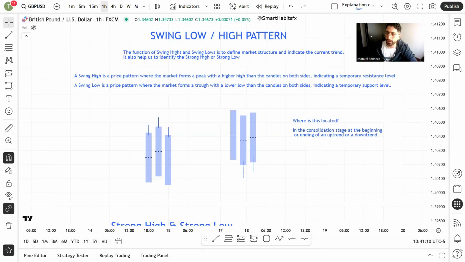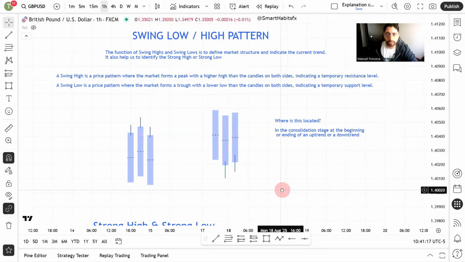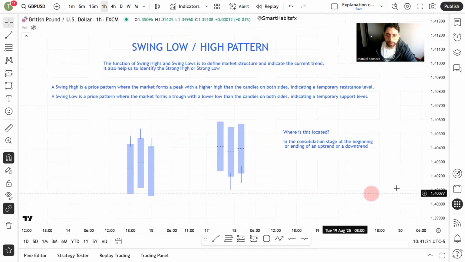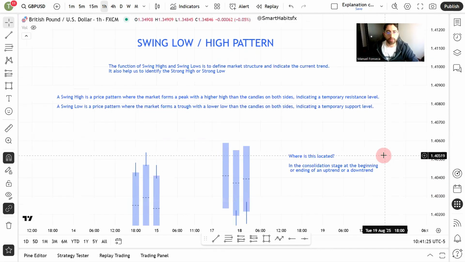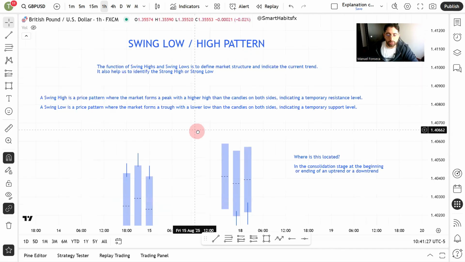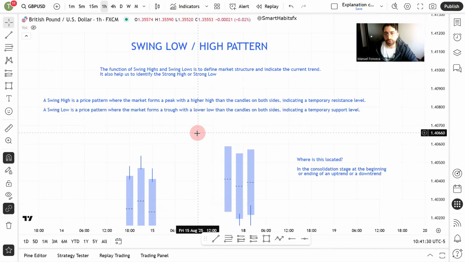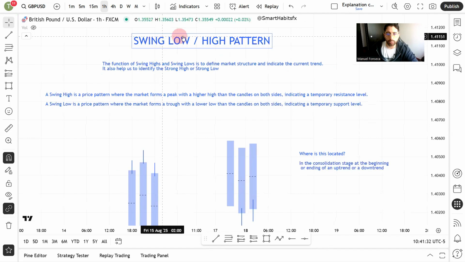Perfect. Okay, so now we're gonna start with the explanation of this concept, which is called swing high and swing low pattern. Let's go to a definition. Let's explain the pattern, and then we're gonna see another important pattern or definition you would need to identify the real market structure. Okay, so let's start with the swing high or swing low pattern.